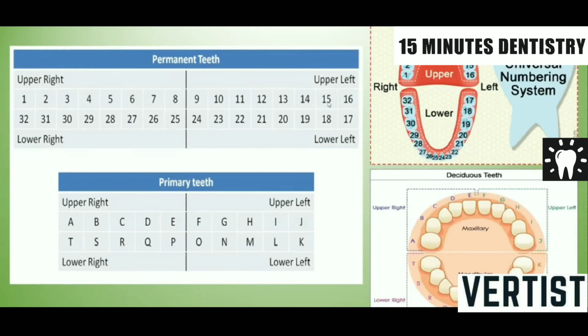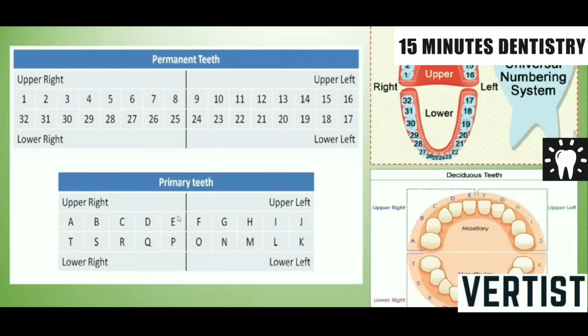The teeth are numbered 1 to 32. So 1, 16, 17 and 32 are the molars, while 8, 9, 24, 25, for example, are the incisors. So this is for the permanent teeth.